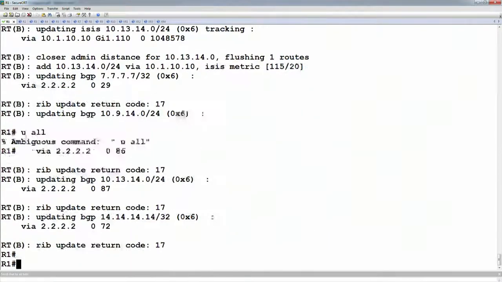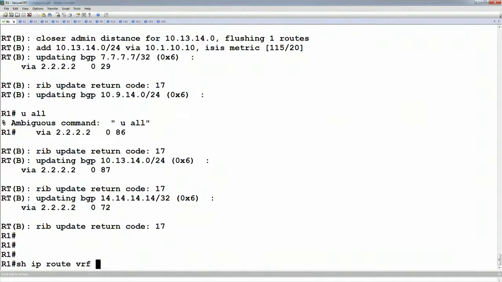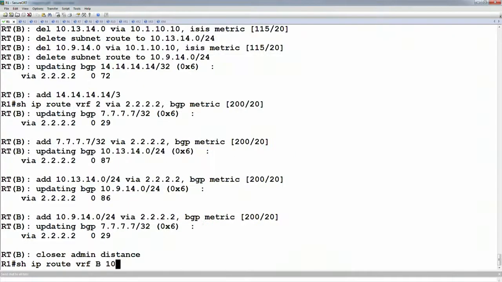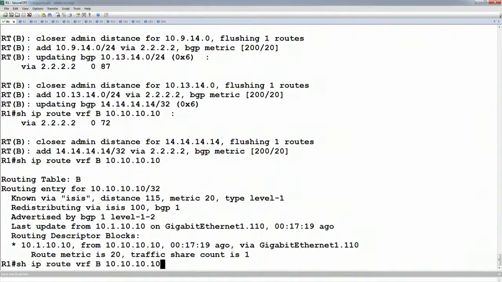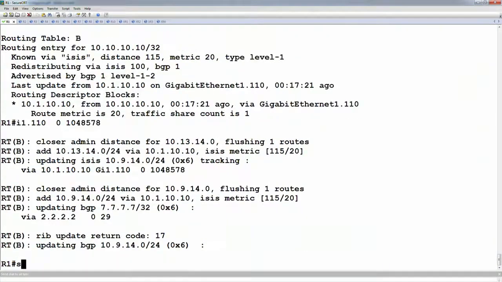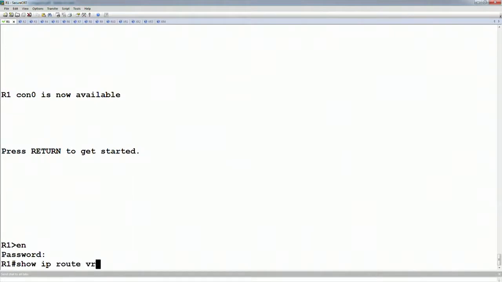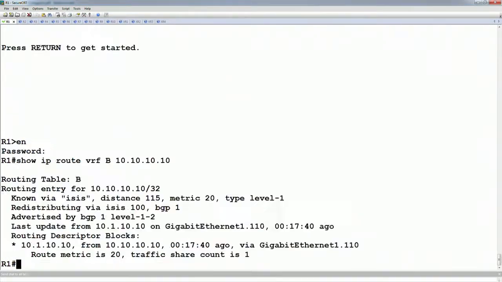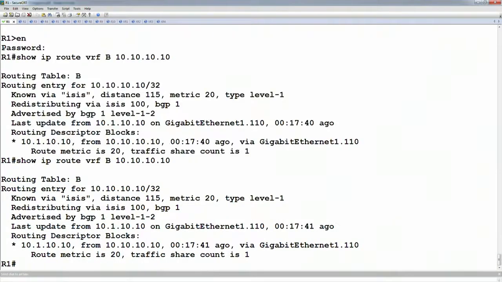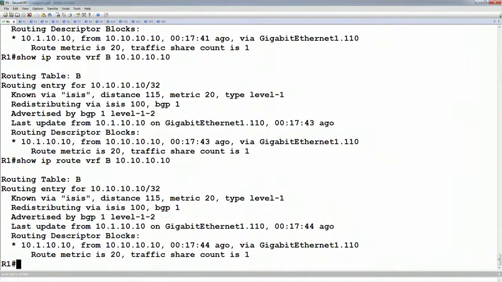let's do an undebug here, and let's see what happens when we show IP route for VRF-B for 10.10.10.10. And let's see specifically what is changing about the route. Okay, we're learning it as ISIS level 1. It looks like this route is stable because notice the timer here. The timer is about 17 minutes.